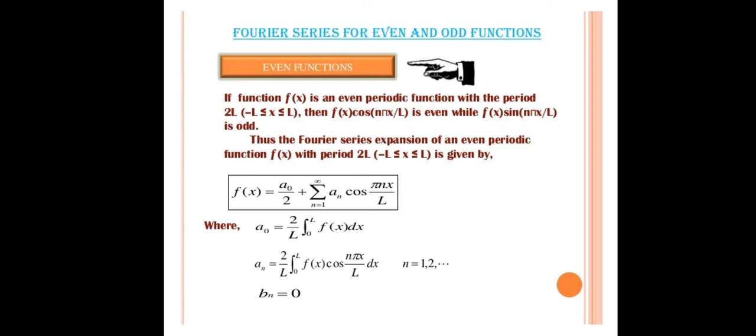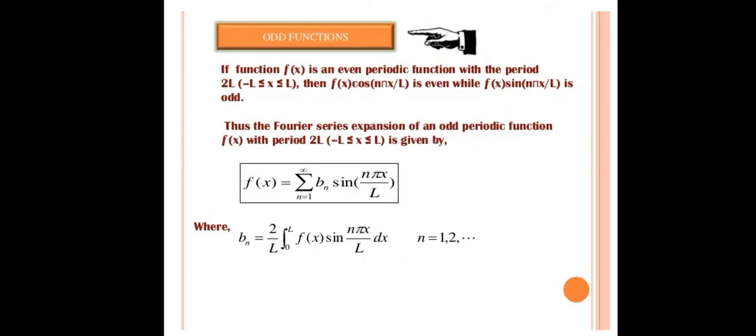Now next is the odd functions. Odd functions, remember, are the sine functions. Then f of x is an odd periodic function, which we can write as f of x equal to summation of n equal to 1 to infinity bn sin n pi x upon L, where bn is equal to 2 upon L integration from 0 to L of f of x sin n pi x upon L dx. This is the odd function.